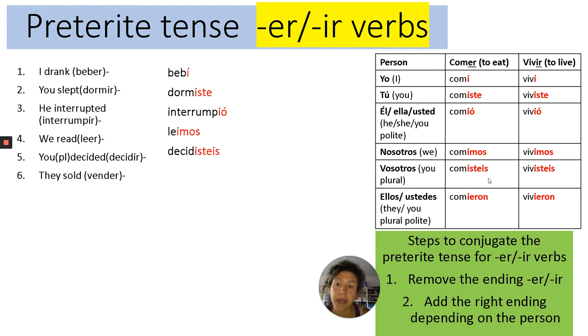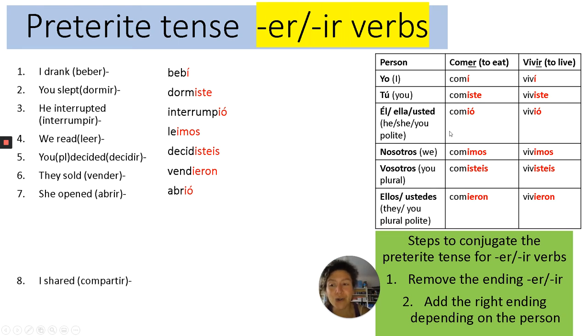Número seis. They sold, vender. Pause. Vendieron. Again, I removed the ER ending and I added ieron because ieron is the ending for they. Siete, she opened, abrir, pause, abrió. So I removed the IR ending and I added ió because that's the ending for she. Ocho, I shared, compartir, pause, compartí. Remove the IR ending and add í because it's the right ending for I.